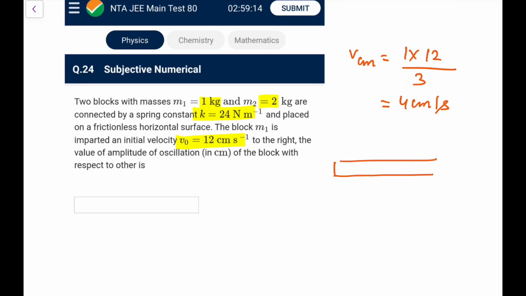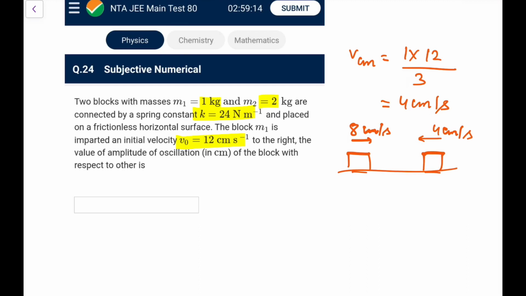So in the CM frame, let me draw it again properly. The 1 kg and 2 kg will appear like this: one will be coming at 8 centimeter per second, and this one is assumed to be coming at 4 centimeter per second towards it. So this is the situation that we will have. Now for the value of the amplitude of oscillation, in the CM frame this is the maximum kinetic energy, which I can write in terms of the total mass. So directly, the maximum compression that we will get would be from the loss in this energy.